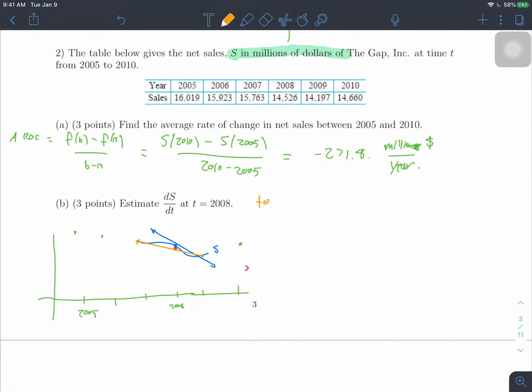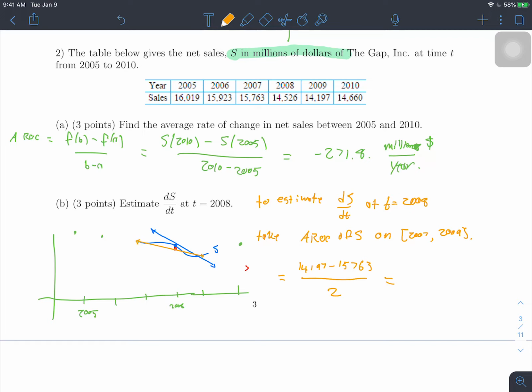Okay, so what I'm really going to do here is to estimate dS/dt at t equals 2008. Take the average rate of change of S on the interval 2007 to 2009. And that's going to be equal to 14,197 minus 15,763 divided by 2.